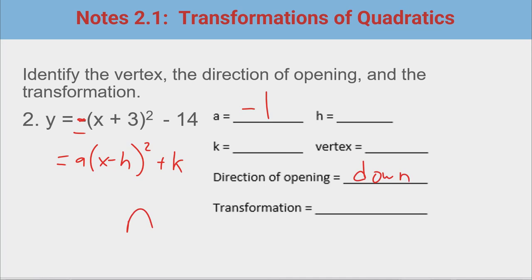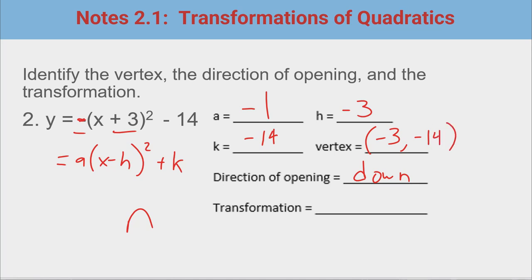Okay, H and K control the vertex. H comma K is my vertex. So right here, I have an H value of negative 3, right? Because it is the opposite of what I see in my equation. If it's in parentheses, it is opposite. And then I have a K value of negative 14. So I have a vertex of negative 3, comma, negative 14.